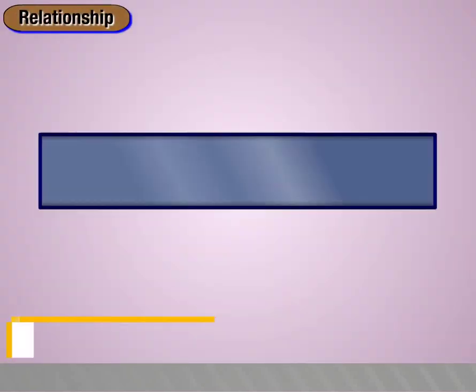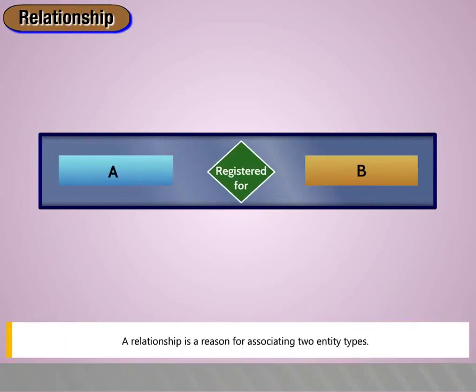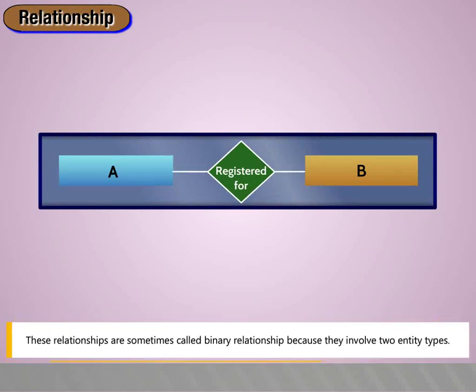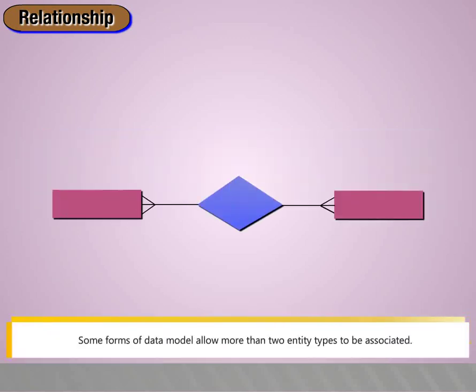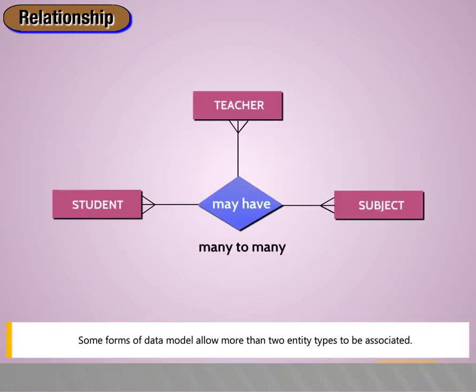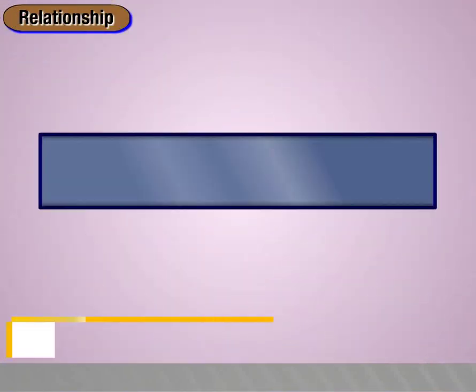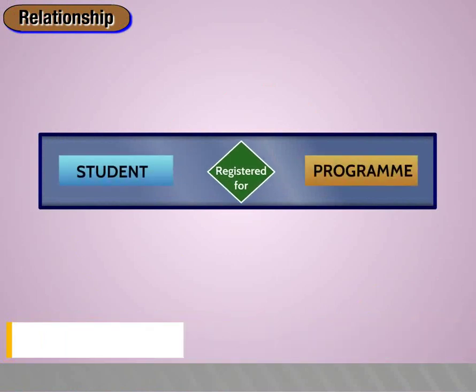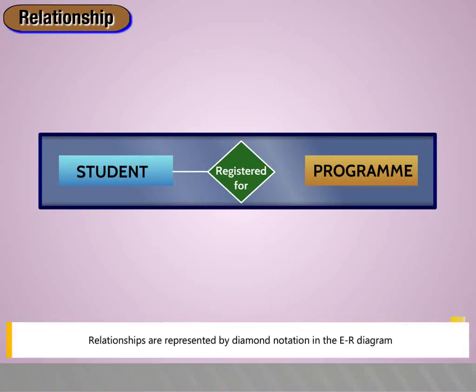Relationship. A relationship is the reason for associating two entity types. These relationships are sometimes called binary relationships because they involve two entity types. Some forms of data model allow more than two entity types to be associated. A student is registered for a program. Relationships are represented by diamond notation in the ER diagram.